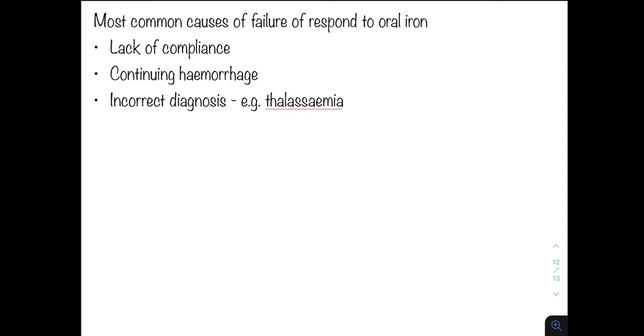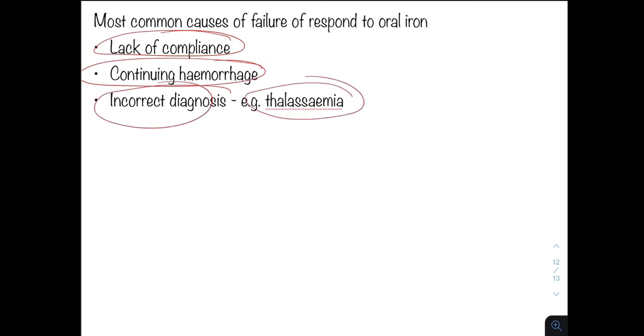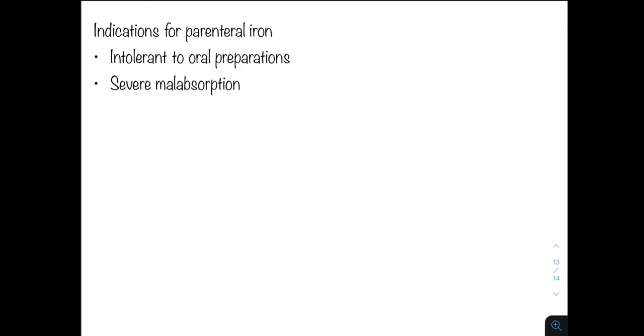Now, the most common causes of failure to respond to oral iron include lack of compliance, continued hemorrhage or bleeding, or the patient might have an incorrect diagnosis. For example, they might have thalassemia instead of iron deficiency anemia. You can also give iron parenterally. There are specific indications for this, including intolerance to oral preparations and severe malabsorption.